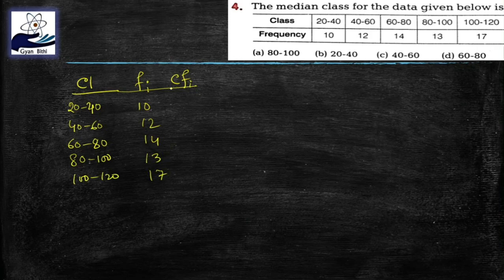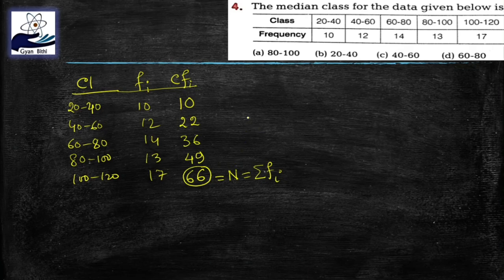Now find the cumulative frequency. How to find it? First will be the same as the frequency, and second, 10 plus 12, just add the next frequency, you will get 22. Then add the next one, 36, add the next one, and the next one, 66. So here the value of n is 66, which means the sum of the frequencies, right? This is the sum of the frequencies and this is called the value of n.